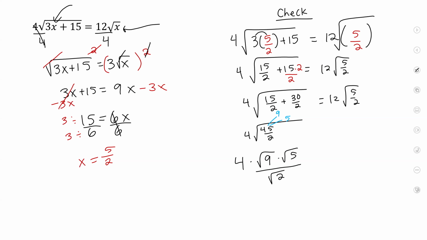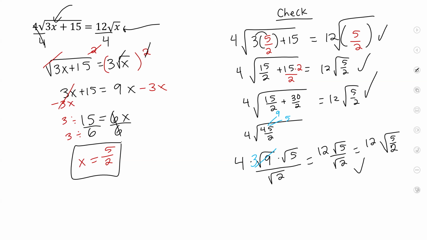Do you guys know what the square root of 9 is? This is just 3. All right. So I get 4 times 3 is 12, and you have square root of 5 over square root of 2. You can combine this radical into 5 over 2. And that's what matches this side. So this is a solution. We plugged it in, and we got a true statement.